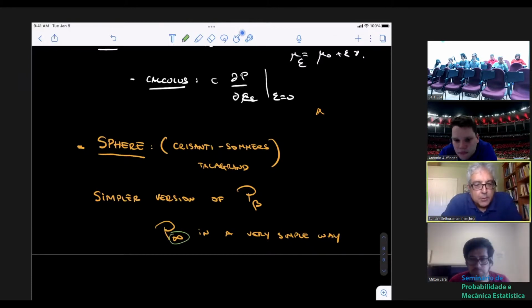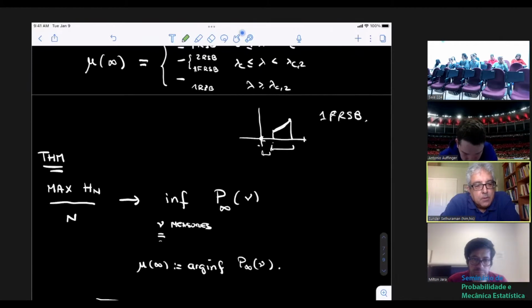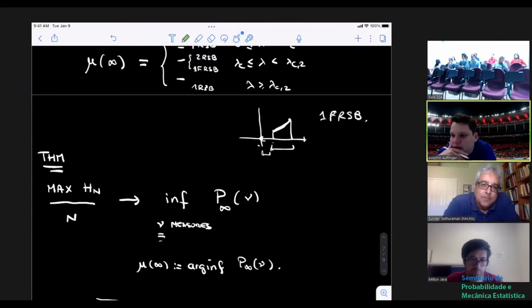Yeah, I just had a question. So max H_N over N goes to this infimum. Is this P infinity something to do with large deviations? Or no. This infimum has nothing to do with large deviations. That's the question people ask: since Parisi put out his formula, is it possible to use large deviation techniques to prove Parisi's formula? That's a big open question.